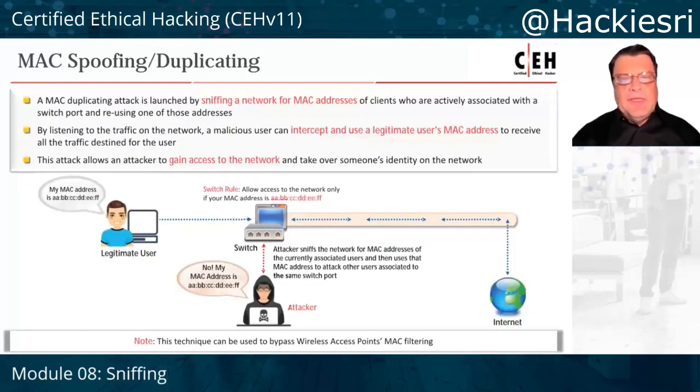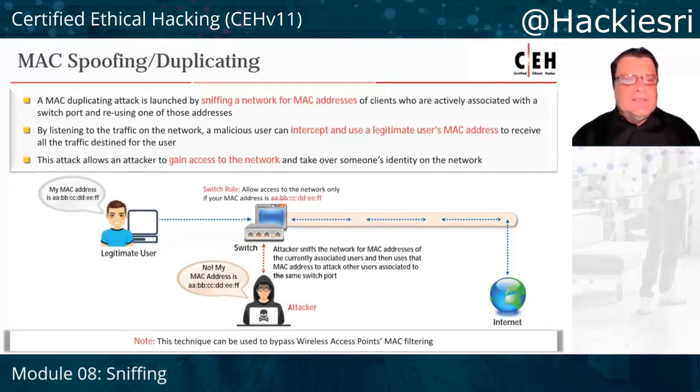MAC spoofing and duplicating. A MAC duplicating attack is launched by sniffing a network for MAC addresses, once again, of clients who are actively associated with a switch port and reusing one of those addresses. By listening to the traffic on the network, a malicious user can intercept and use a legitimate user's MAC address to receive all the traffic destined for the legitimate user.